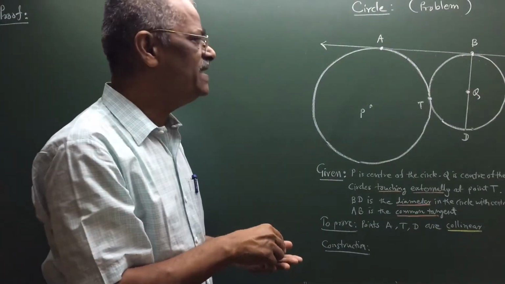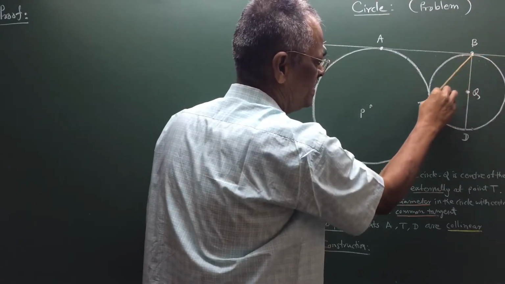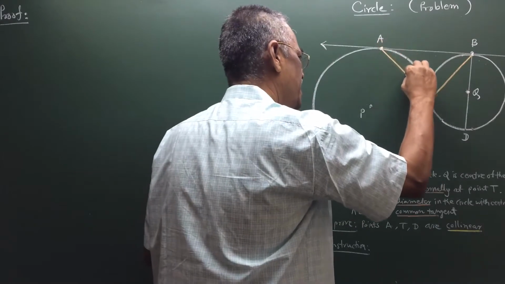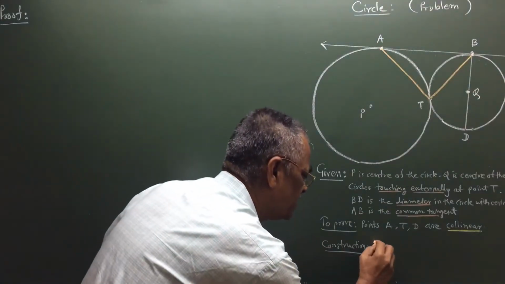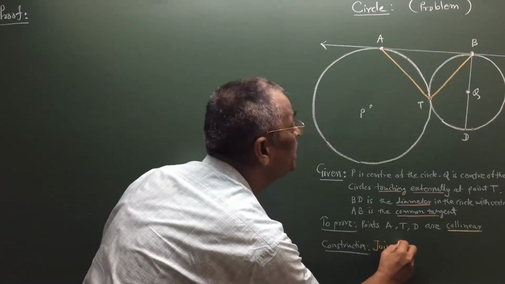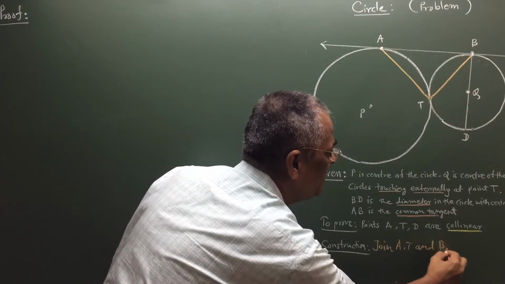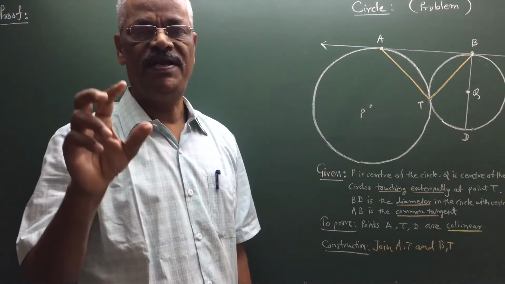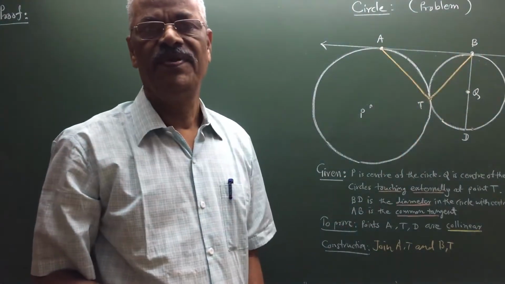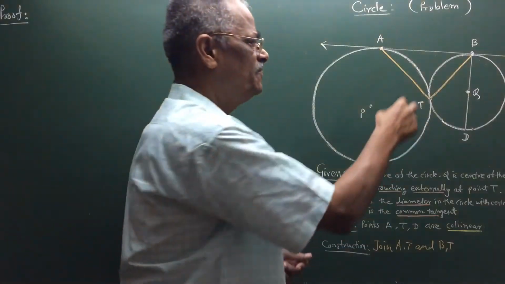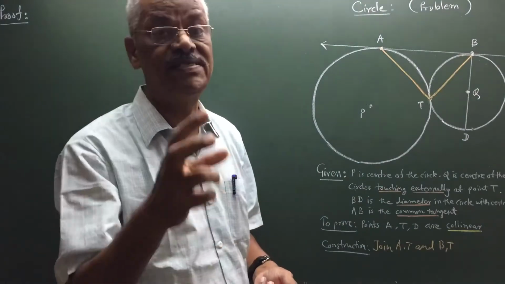So, let us see. If we join AT and BT, that is your construction. Join AT and BT. And let us try to find out the measure of angle ATB. For that, an extra construction is necessary there.